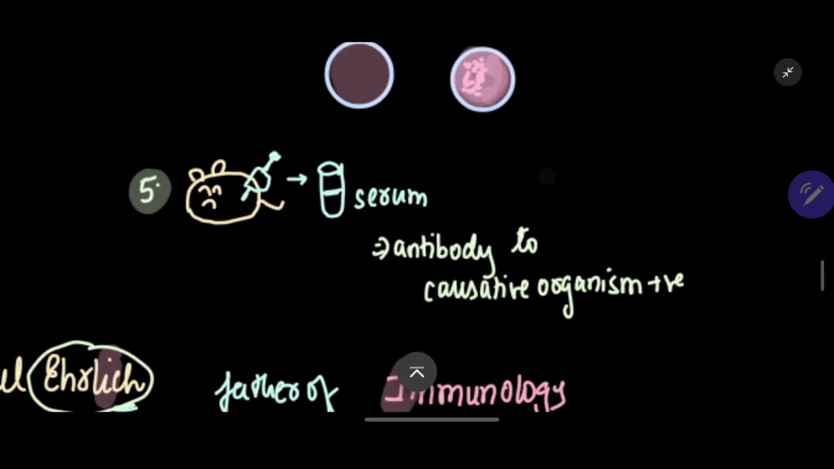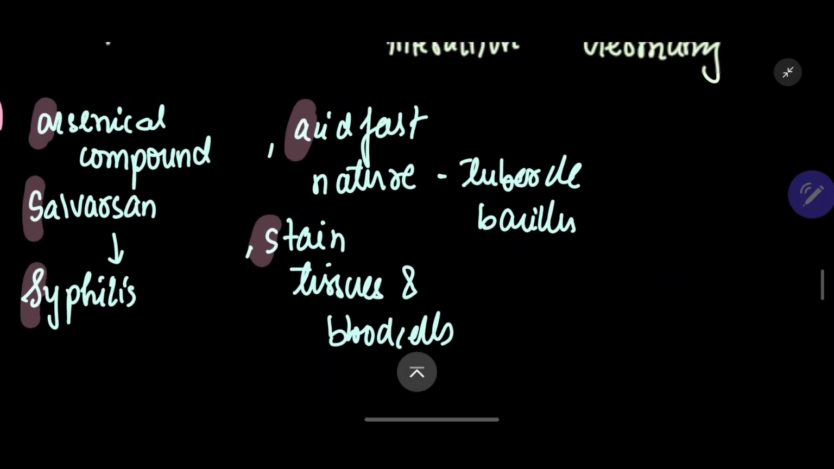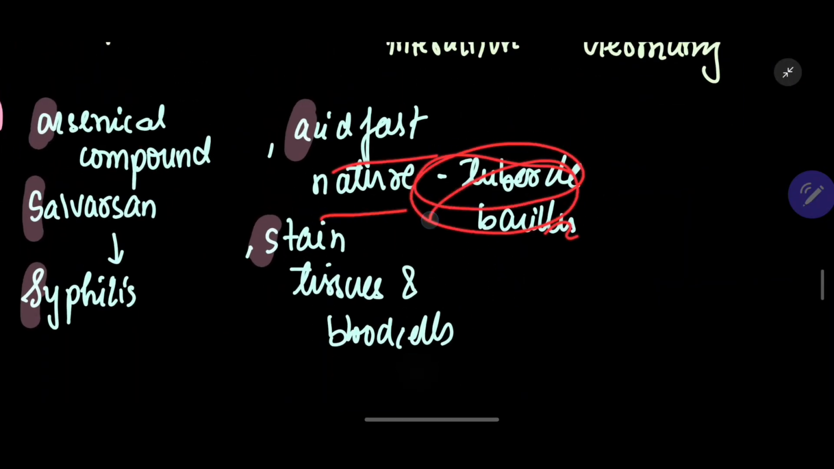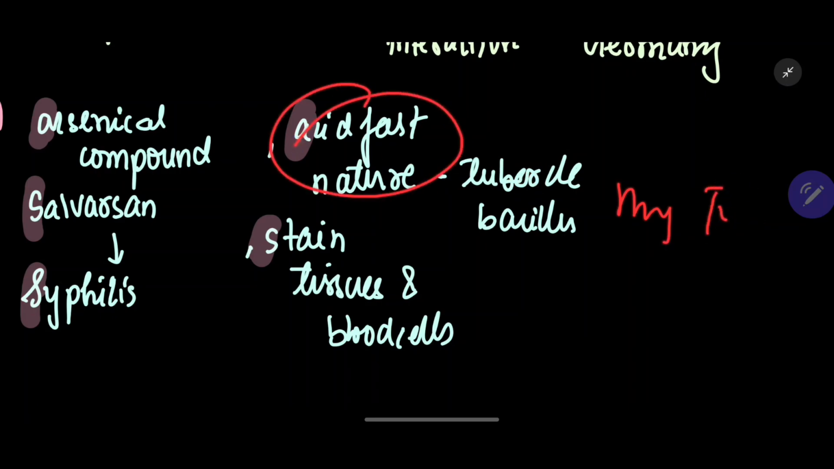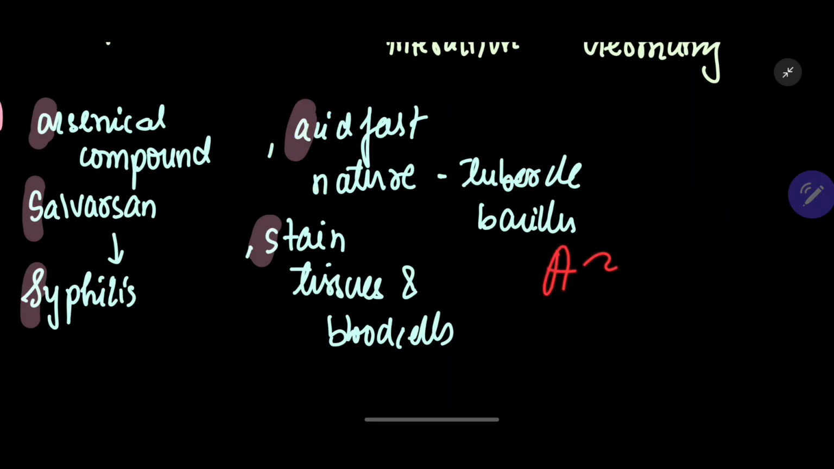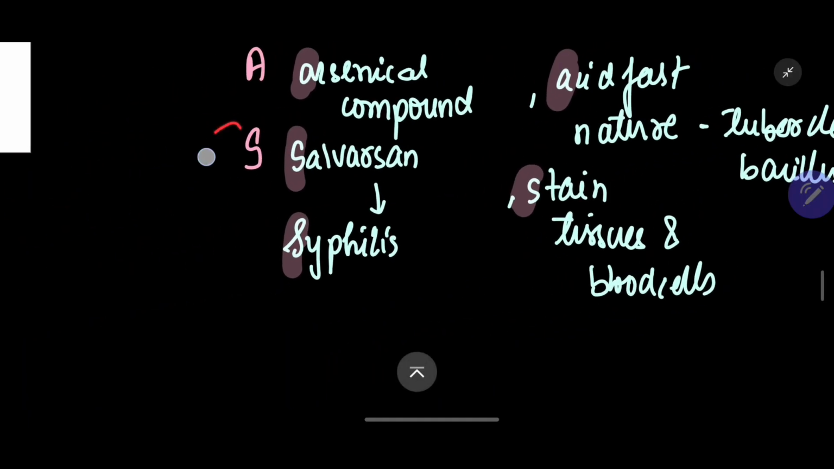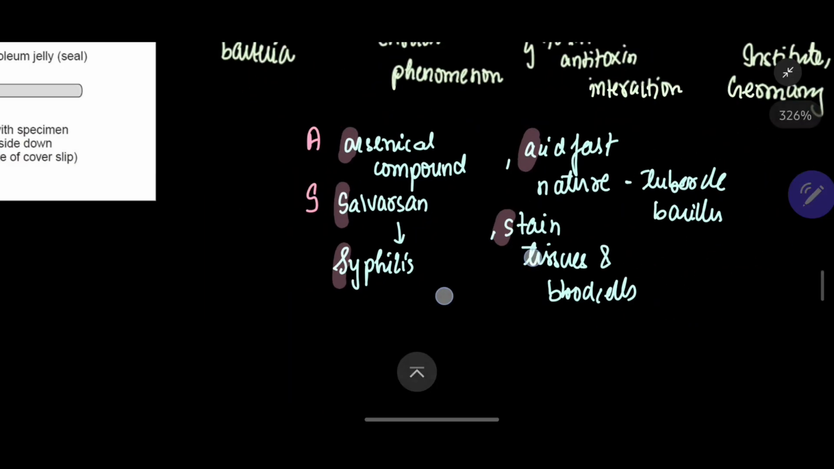Okay. So he discovered the acid fast nature of tubercle bacillus, which are your Mycobacterium tuberculosis. He discovered that TB, Mycobacterium tuberculosis, are acid fast in nature. That means they give a positive reaction when acid fast stain is added. Okay. And then S is for he discovered the staining of tissues and blood cells.